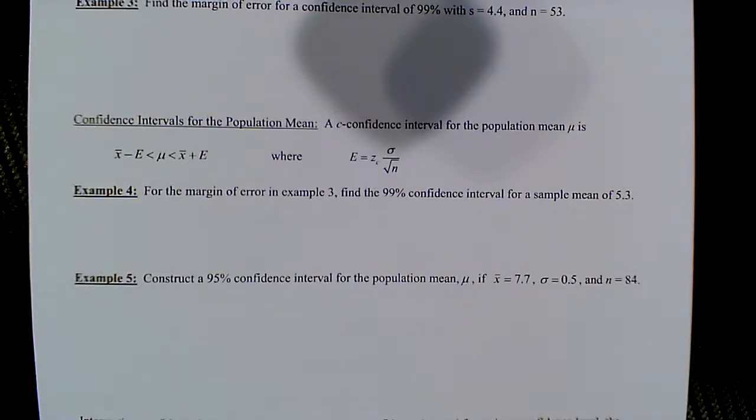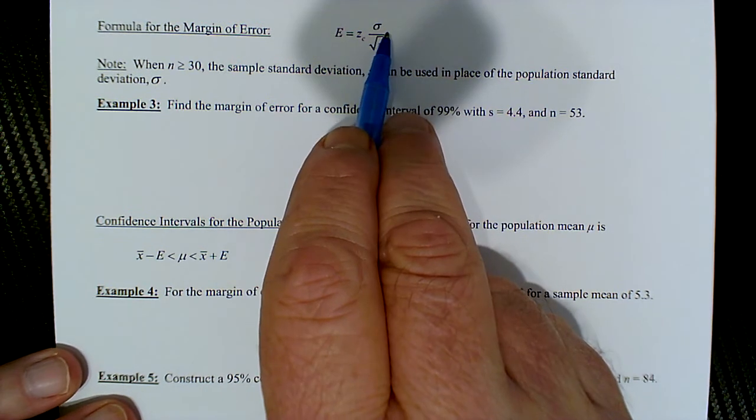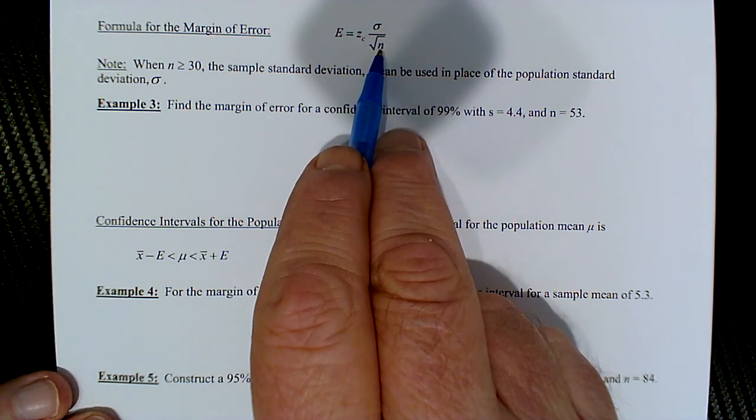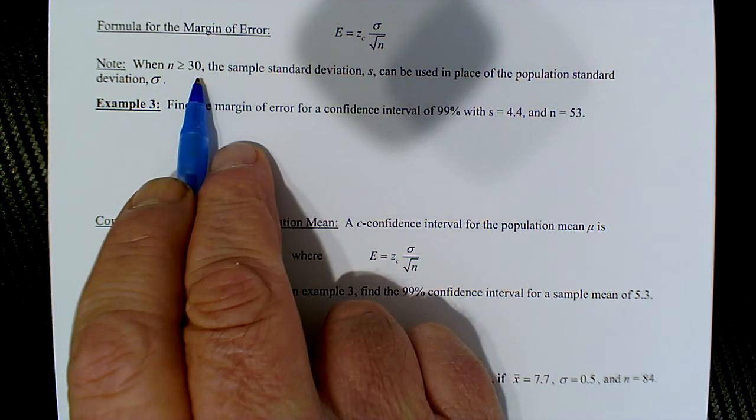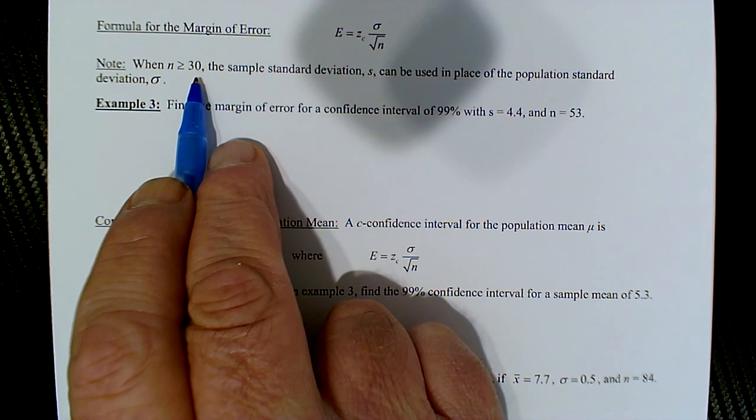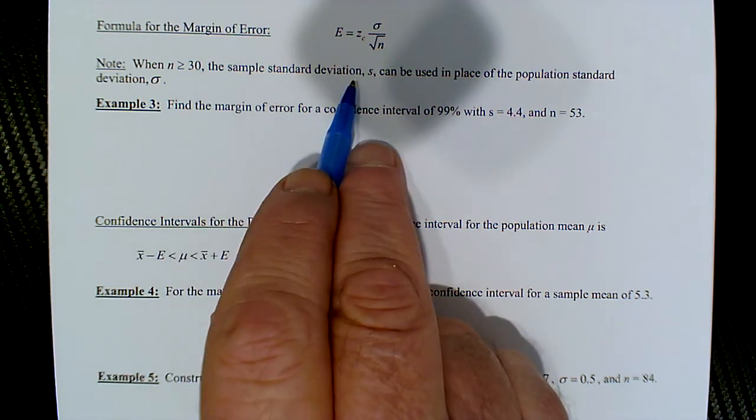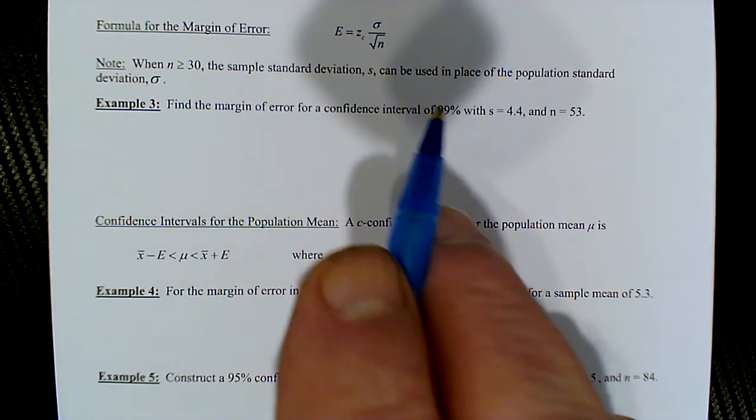Okay, going to the next page, we have a formula for that margin of error. E is equal to Z sub C, the critical value, times sigma, the population standard deviation, over the square root of n. We're going to use this formula when n is greater than 30. Something to note here is that when n is greater than 30, the sample standard deviation, S, can be used in place of the population standard deviation.